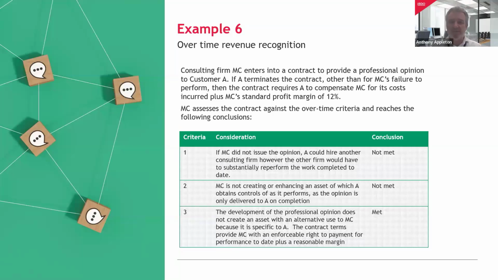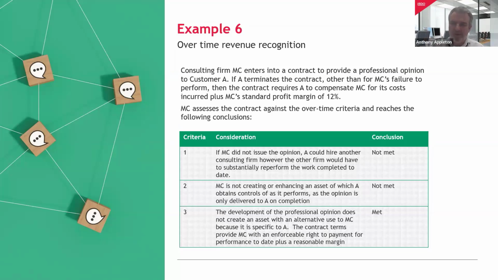a management consulting business. So consulting firm MC enters into a contract to provide some form of professional opinion to their customer A. In these cases, you look to the terms and conditions in the contract, and what it says is, if the customer terminates the contract, other than for protective rights such as the consulting firm's failure to perform, well, if they terminate the contract early, then the contract stipulates that the customer must pay the management consultant for all its costs to date, plus a standard profit margin.